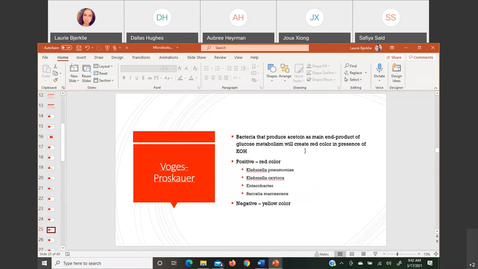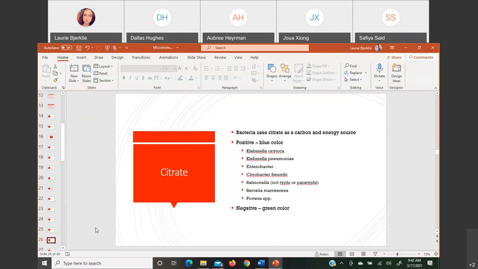For Voges-Proskauer, the positive will again be a red color. The ones that are Voges-Proskauer positive are the Klebsiellas, so Klebsiella pneumoniae and oxytoca, Enterobacter, and Serratia marcescens. All others will be negative. So keep that in mind, one versus the other. It can't be both on those.